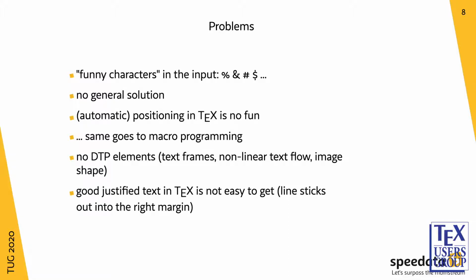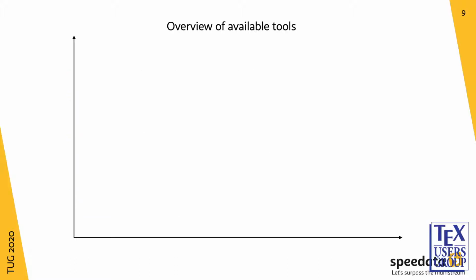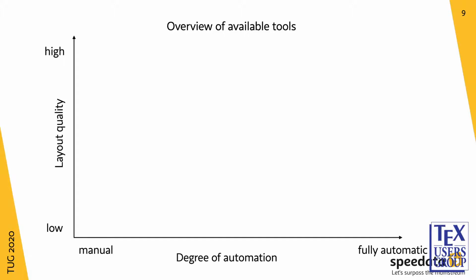So it is better to use a specialized tool for database publishing, which can of course be based on TeX. I would like to give a short overview of the existing tools and put them in a diagram where the horizontal axis is the degree of automation from manual to fully automatic, and on the other axis the layout possibilities or layout quality ranging from low to high.